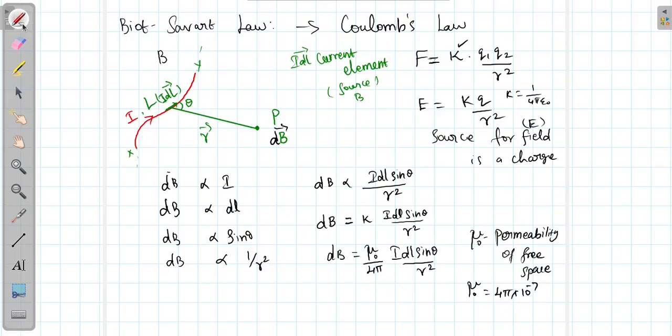And writing this equation in vector form, dB vector equals mu naught by 4 pi, I dl cross r cap divided by r square. So you may go for r cap.